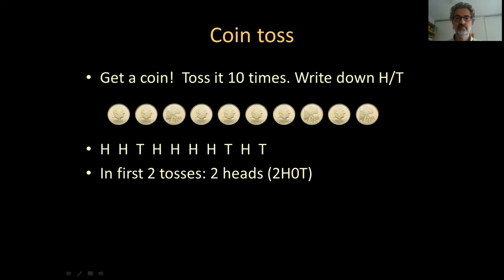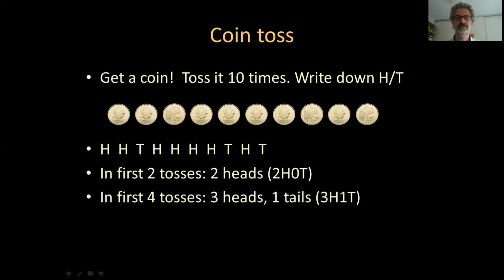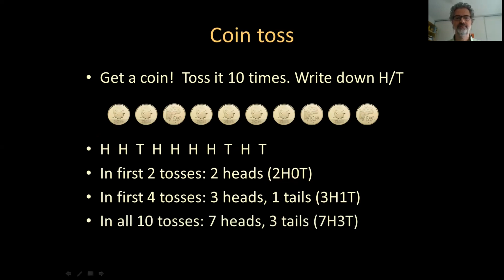Let's do some counts so we can see and calculate what is expected and what is actual. In the first two tosses, I got 2 heads. So I'm going to write this down as 2 heads, 0 tails. If you look at my first 4, I got 1, 2, 3 heads and 1 tails. And so I can write that as 3 heads, 1 tails. If you look at the whole sequence, then in total, I got 7 heads and 3 tails.